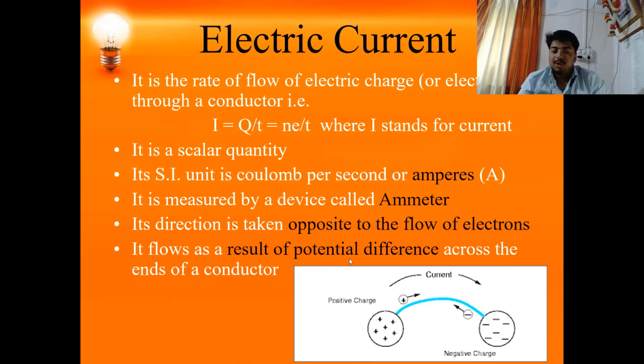You have to note these points. If the electrons flow from right to left, then the direction of current will be from left to right. It is against the direction of conventional flow of current. We have to note this point.